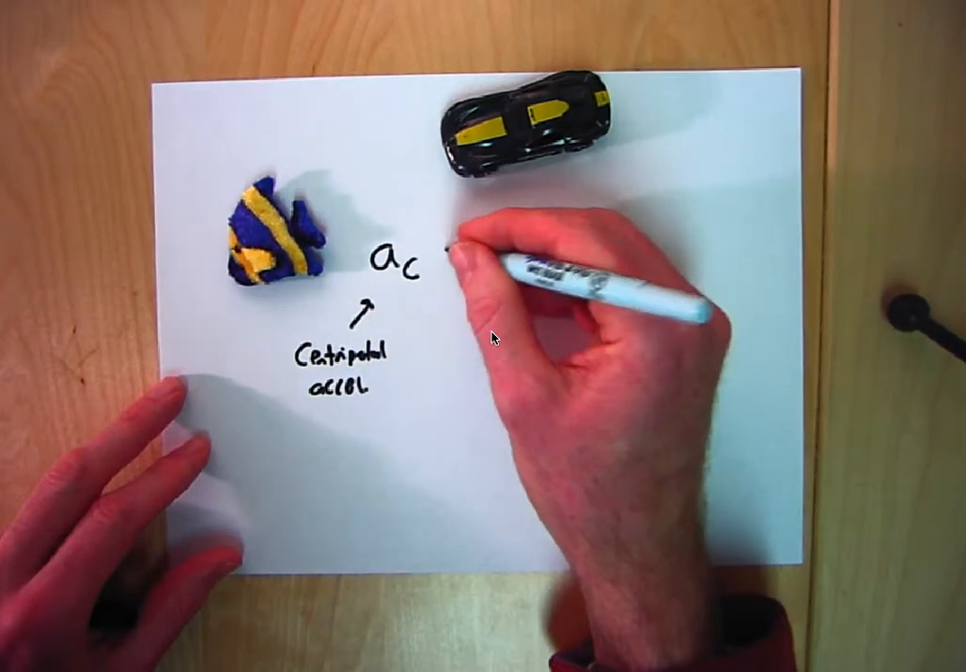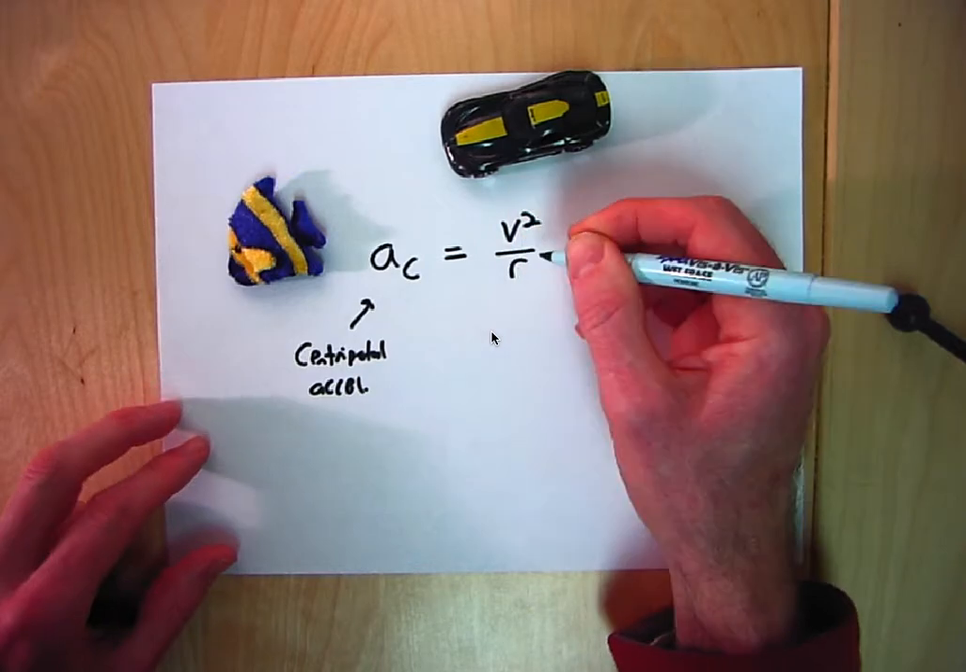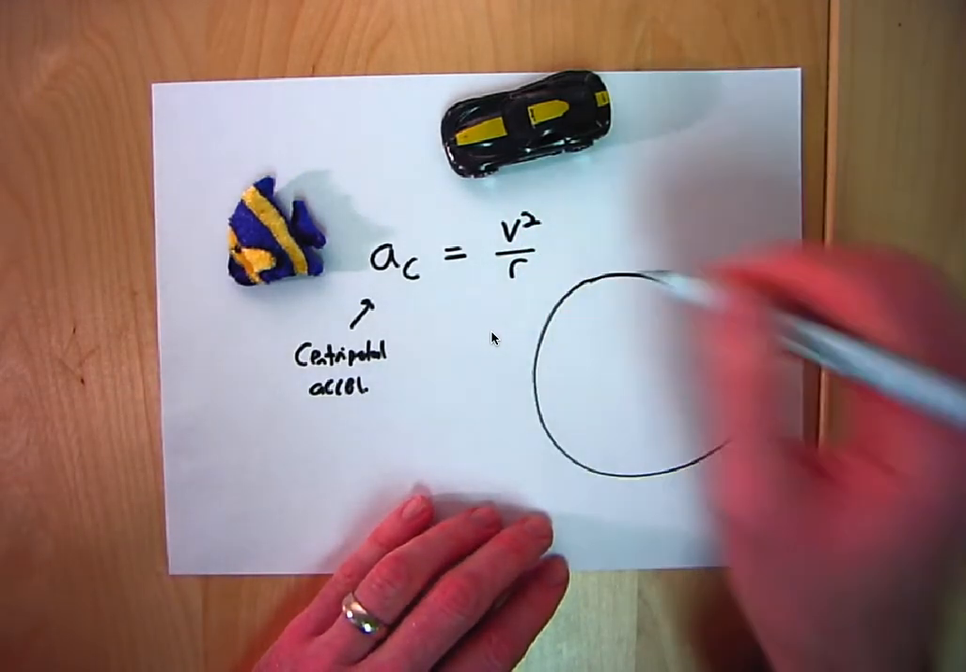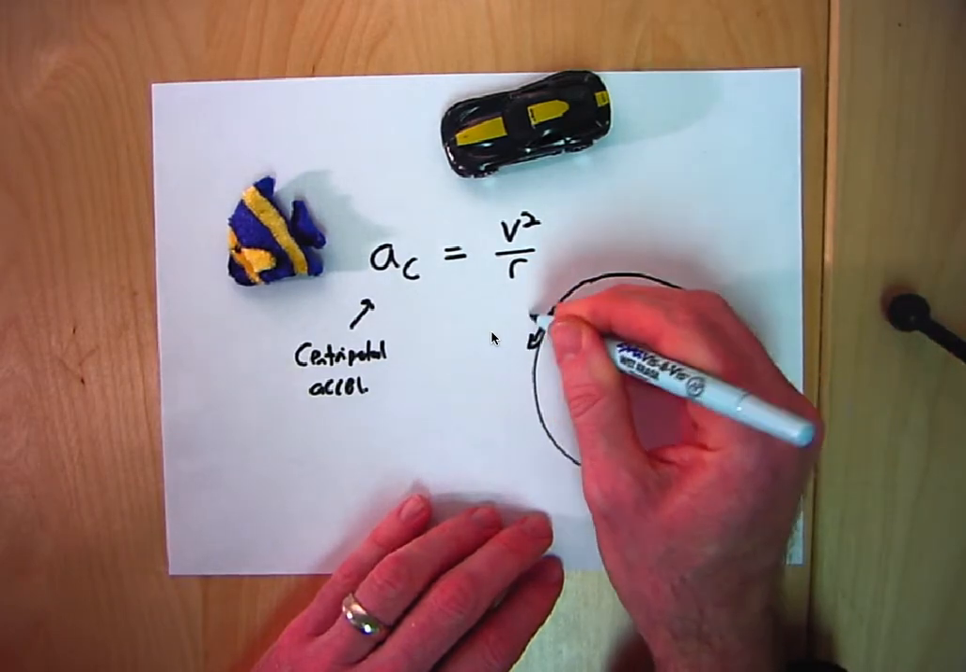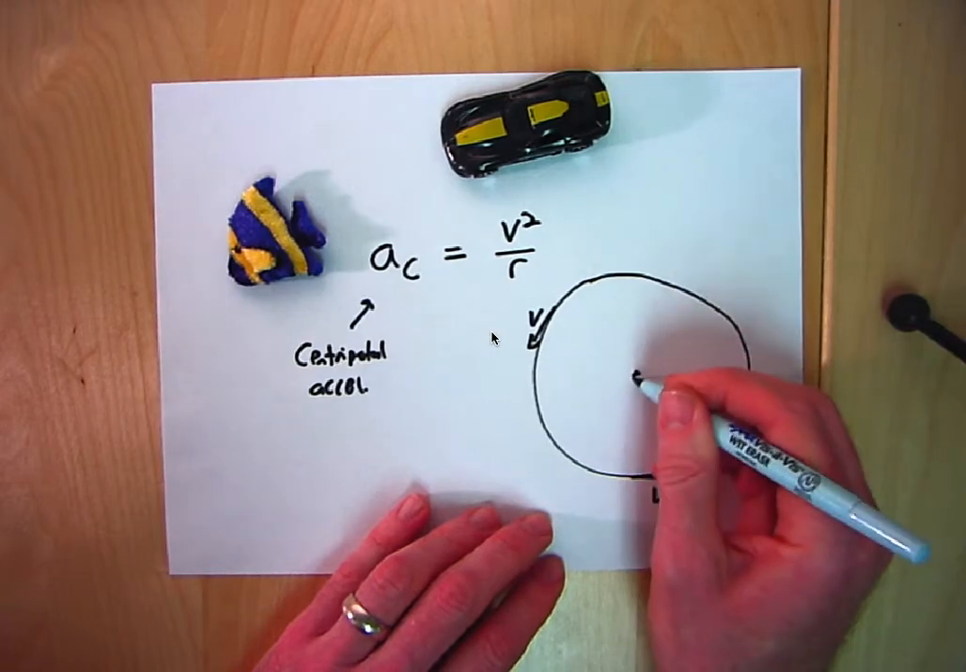Centripetal acceleration. And it works like this: v squared divided by r. What are we talking about here? There's our circle, our car is going around again. Whatever the speed of the car is, the tangential speed, that's v, and r is the radius right there.